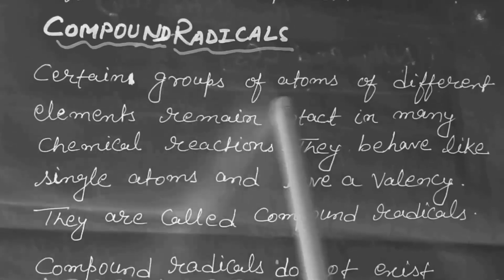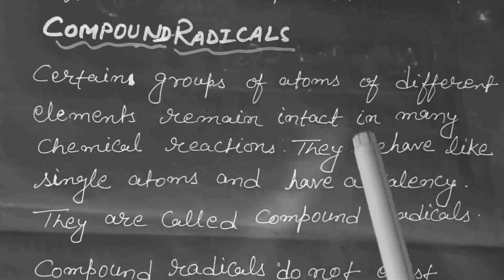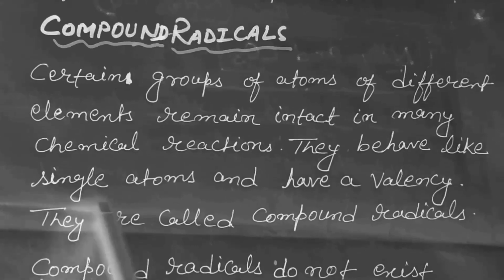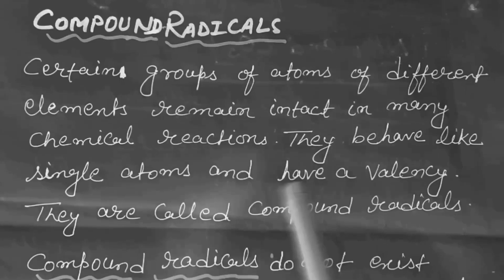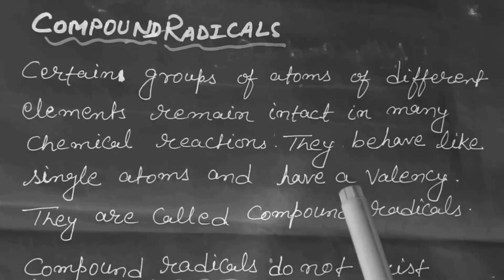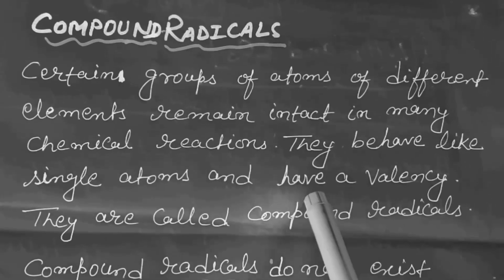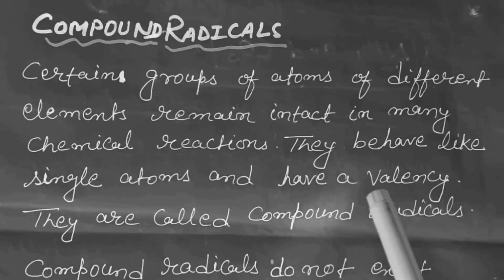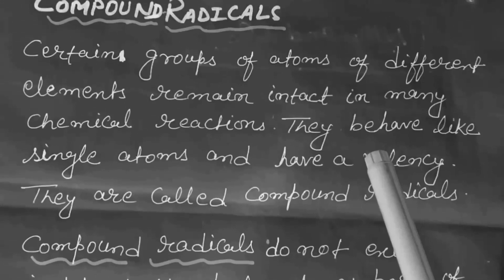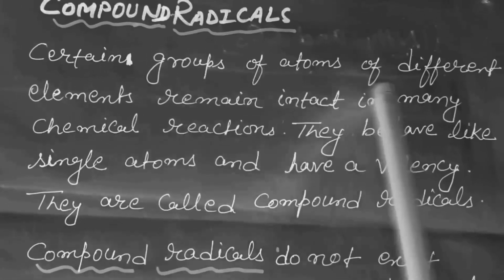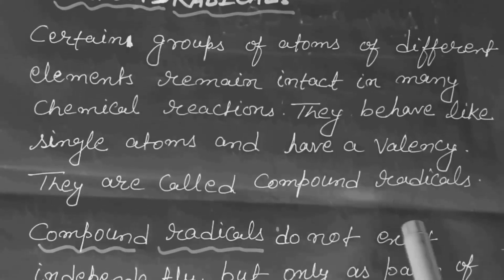Certain groups of atoms means they can't be separated, they are used as a group. So in many chemical reactions, they behave like a single atom. A certain group of atoms will work like a single atom and have a valency. They have their valency also. I will discuss valency in the next class. Valency is also one of the important topics. Don't get confused. They are called compound radicals. Which are called compound radicals? Certain groups of atoms that take part in chemical reactions in the form of groups only.